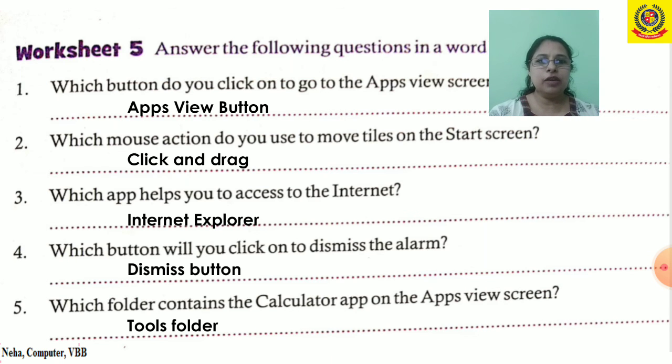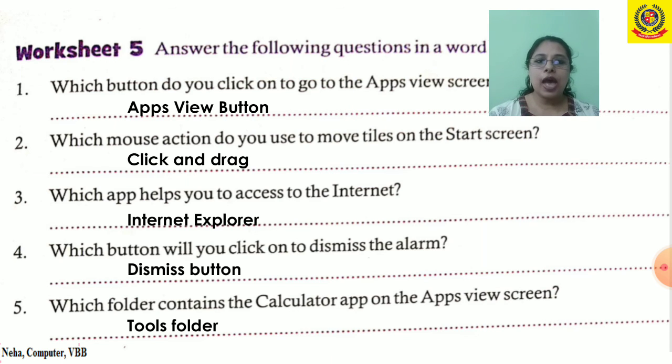Now next, worksheet 5. Here we have to answer the following questions in a word or in a few words. First is, which button do you click to go to apps view screen? Yes, it is apps view button. Second, which mouse action do you use to move tiles on the start screen? We use click and drag. First we will click the mouse button and we won't leave it. We'll just drag it and place wherever we want, and then we are going to release its button.